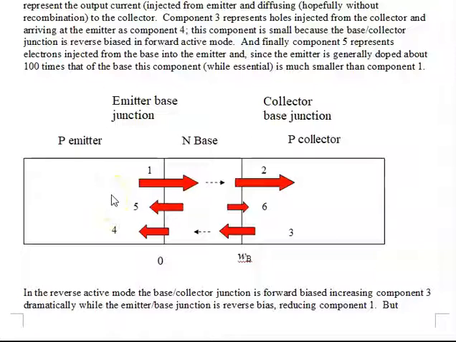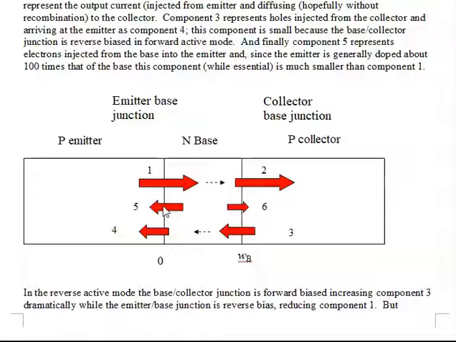Why is this forward active the good stuff? Well, we like it to be because number one represents holes that are injected from the emitter to the base and travel in a journey across the base and are collected in the collector. Hopefully 2 is equal to 1, and that's true if we don't have any recombination in the base. Component number 5 is electrons that are injected from the base into the emitter.